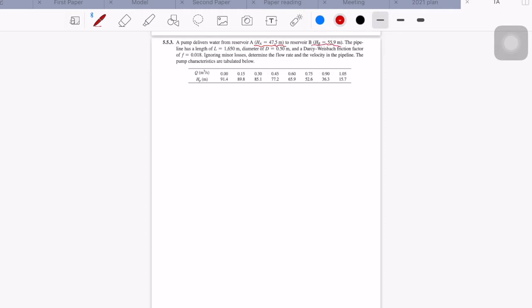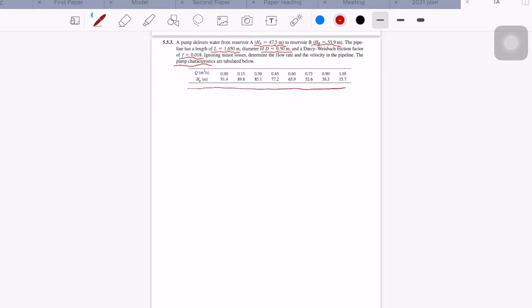And we know the length of the pipeline equals 1,650 meter, and diameter of this pipe equals 0.5 meter. And the Darcy Weisbach friction factor F equals 0.018. And ignoring the minor losses, we need to determine the flow rate and the velocity in the pipeline. And the problem also gave us the pump characteristics in this table.